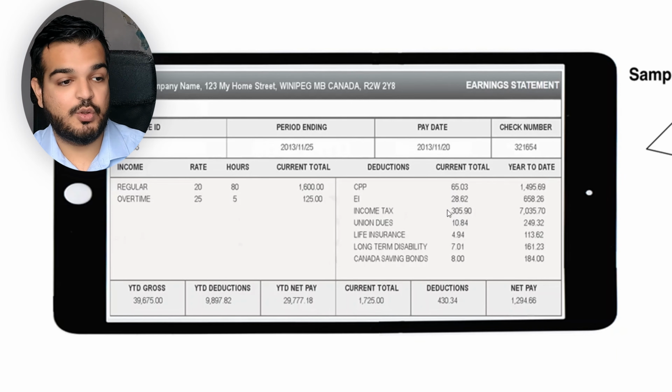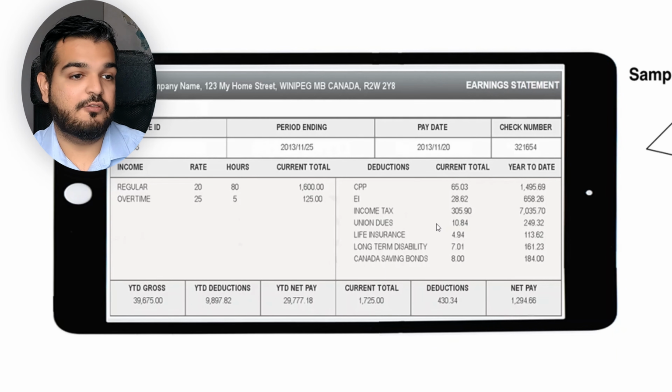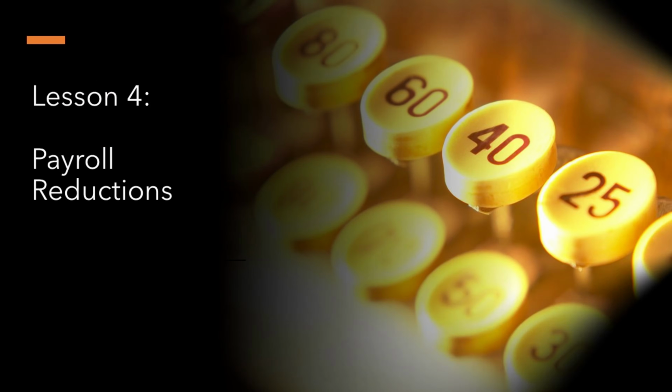It will also show you what deductions were taken off your pay stub. So for example, in this case, you may have earned $1,600 plus $125 at the gross income level, but from that, CPP is deducted, EI is deducted, income tax, if you have union dues, and a whole host of other deductions, and that's the difference between your gross income, $1,725, deductions that get taken off, $430, and the net pay is what goes into your bank account.